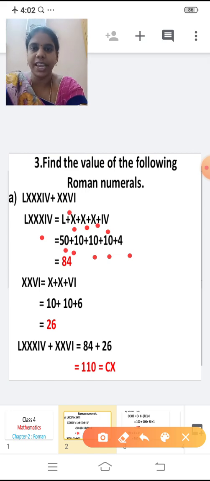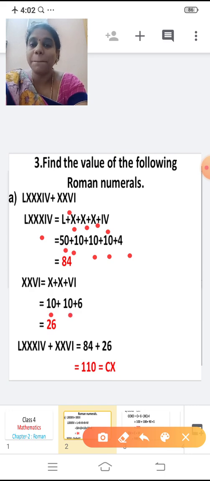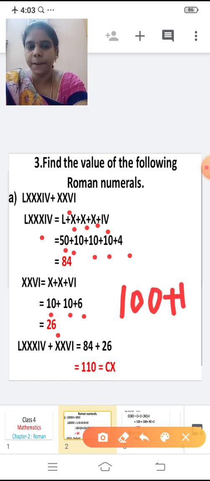Now take the second one, XXVI. X plus X plus V plus I, or VI. X plus X is 10 plus 10, plus VI, which is 6. So the answer is 26. Now add 84 plus 26. You will get the answer as 110. Now change that into a Roman numeral. So 100 plus 10.